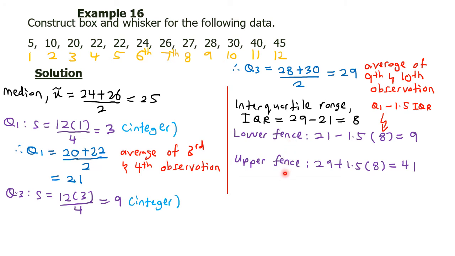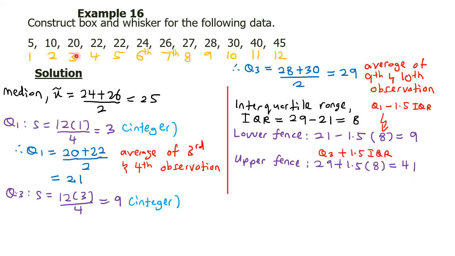Then for the upper fence, 29 here represents the third quartile, and this time it is plus, while the back part is the same, 1.5 times the interquartile range. So this is the overview of the formula: Q3 plus 1.5 times IQR. So the value of the upper fence here would be 41.